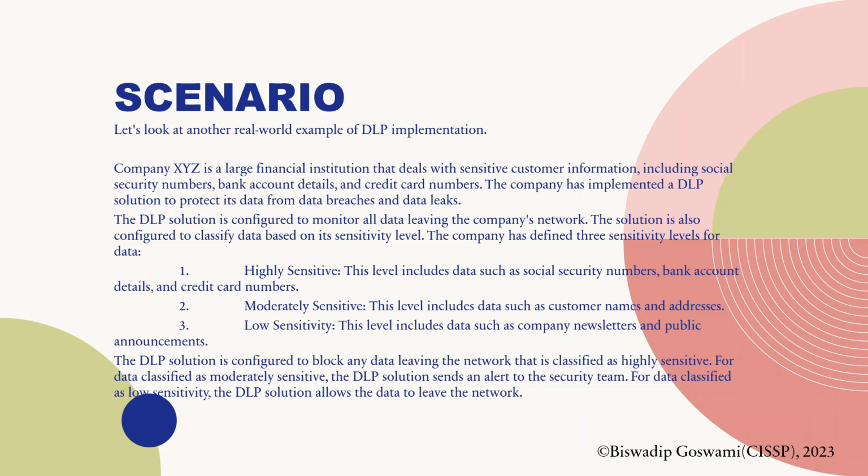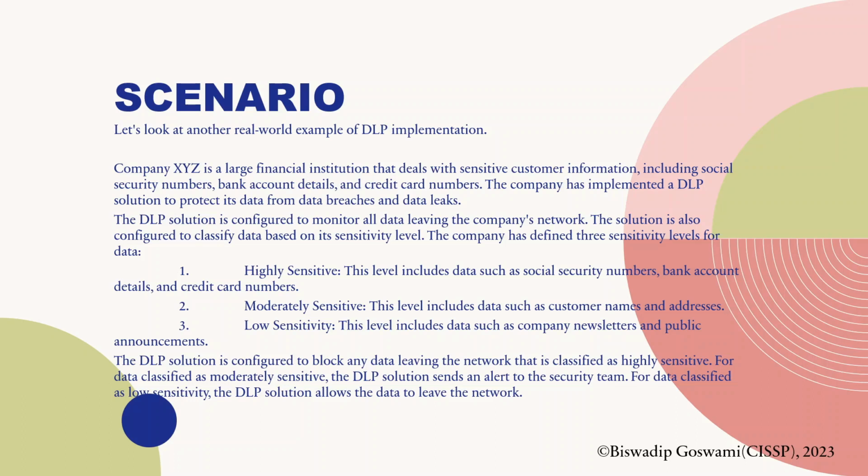The company has defined three sensitivity levels for data: highly sensitive. This includes data such as social security numbers, bank account details, and credit card numbers. Moderately sensitive. This level includes data such as customer names and addresses. And low sensitivity, which includes data such as company newsletters and public announcements.